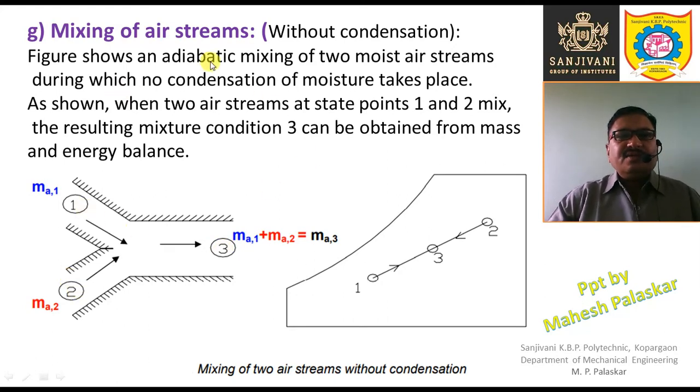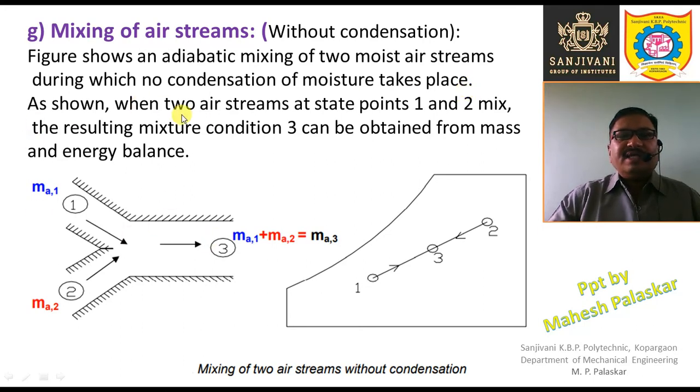Okay, so this mixing takes place without condensation. We are going to study the case when condensation is not taking place. So this figure shows an adiabatic mixing of two moist air streams. There is only mixing, there is no external heat transfer. So it is adiabatic mixing of two moist air streams during which no condensation of moisture takes place. There is no condensation of the moisture present in the air.